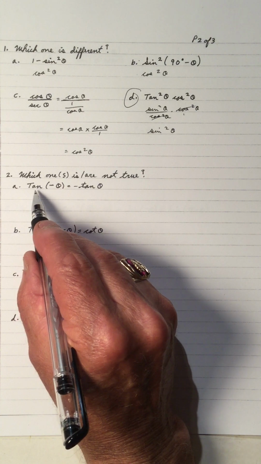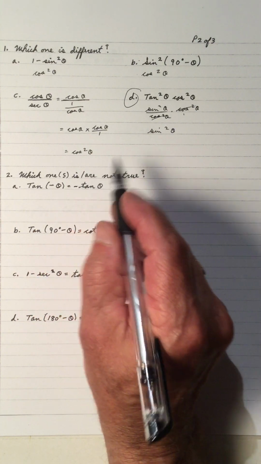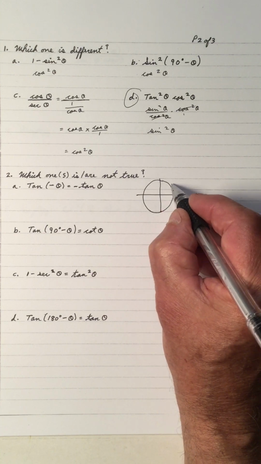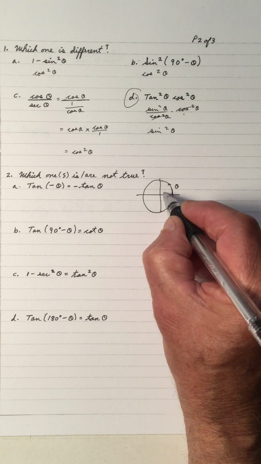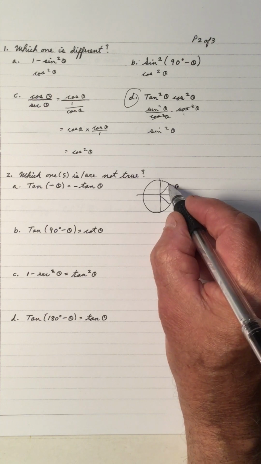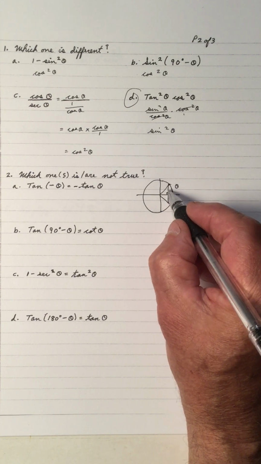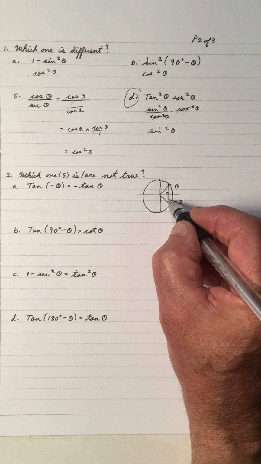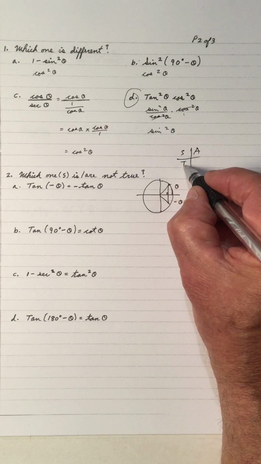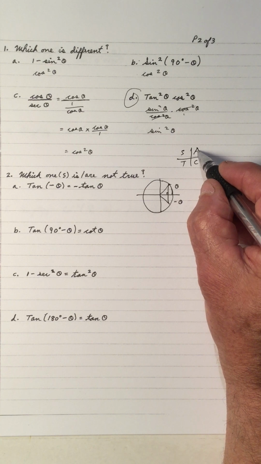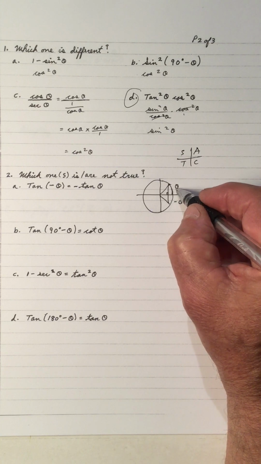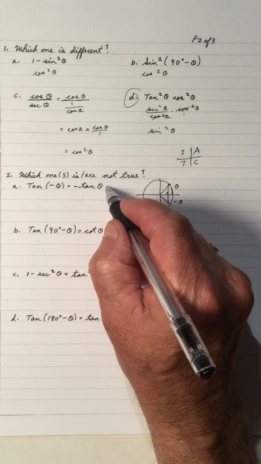So let's do A. The tan of negative theta is the negative tan of theta. So let's see on a circle. Again, we've got a circle, and this is theta here, and this is negative theta here. So perpendicular. The tan here is positive, and the tan here is negative, because if you add sugar to coffee, tan is positive in 1 and 3, negative in 2 and 4. So this is positive here, negative here. So this is true.